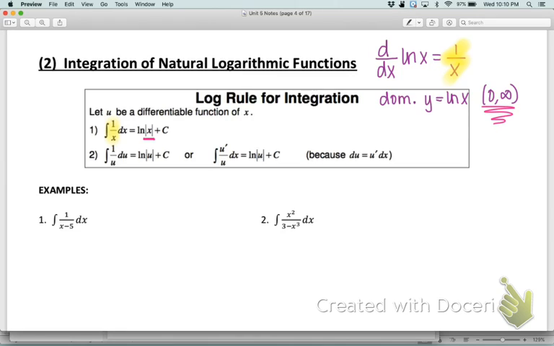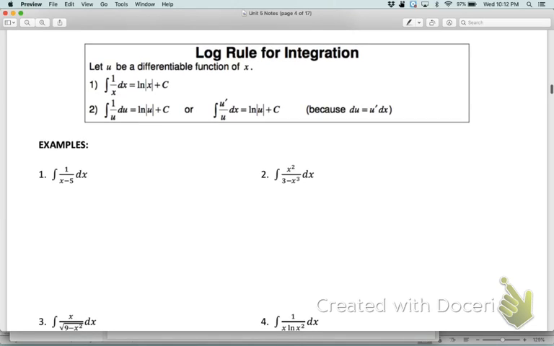Okay, don't forget your plus c's when we're doing just regular antiderivatives. If it's a definite integral, then you'll evaluate it, you'll get a number. But the antiderivatives, you're going to need that. Now, the second one is looking at u substitution. You are going to have to use u substitution some way, somehow, in a lot of cases, most of the time, because it's very rare that you're just going to have the antiderivative of 1 over x.